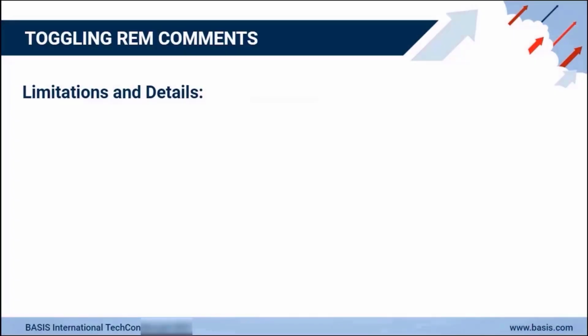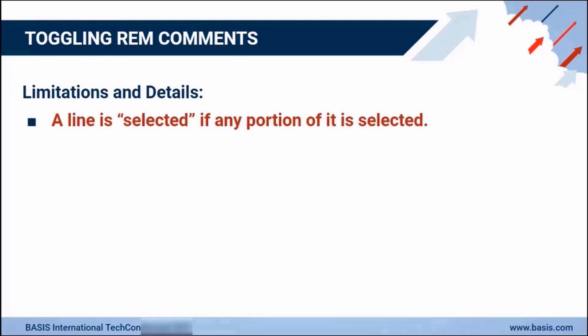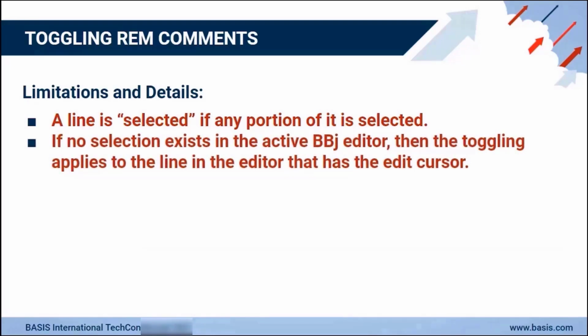Limitations and details about this tip: a line is selected if any portion of it is selected. So if you don't precisely want to start at the beginning of a line and go to the end of the 25th line, you can just grab any portion of each of those first and last lines, and that will include them in your block to be commented or uncommented. If no selection exists in the active BBJ editor, but the input cursor is present in the active editor, then the toggling will apply to the line in the editor that has the input edit cursor. In other words, it's a quick way to rem comment one line where your cursor is.